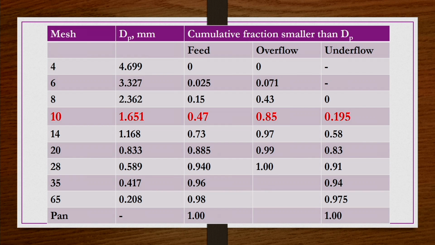This information is given in the table in the problem: mesh versus DP information for the feed, overflow, and underflow, given as cumulative fraction smaller than DP. The 4 to 65 mesh and pan have been used, and the reference screen is the 10 mesh screen. So from here, this should be your XF, this should be your XP, and this should be your XR. So you know XF, XP, XR, and you can calculate recovery, rejection, and even the effectiveness.